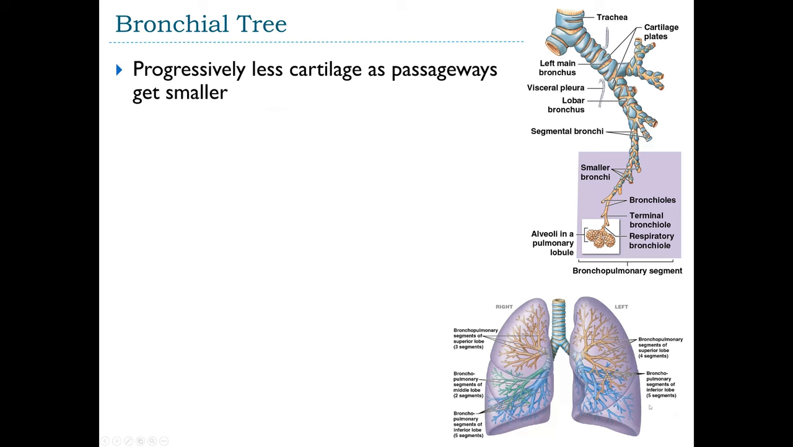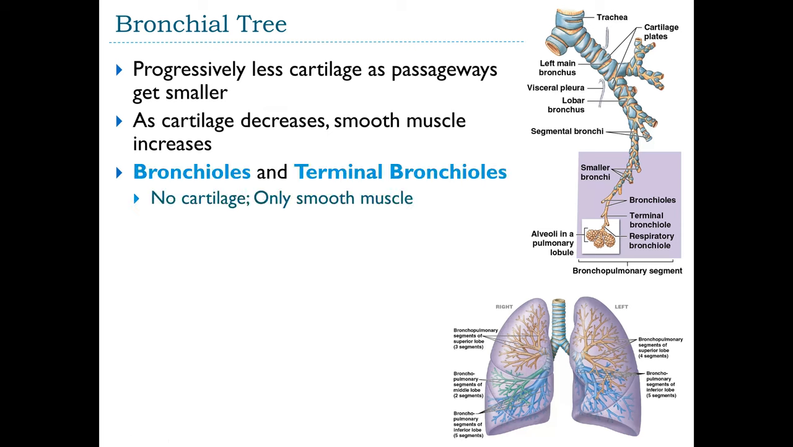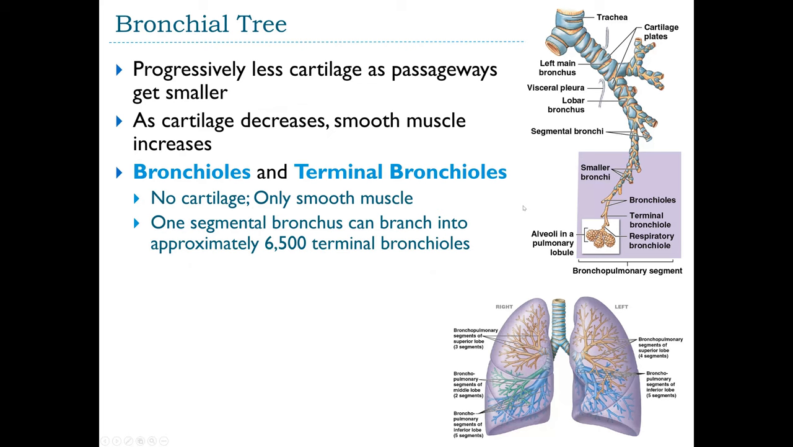So as you move down the bronchial tree and get to the smaller branches, you have progressively less cartilage. And as the cartilage decreases, the amount of smooth muscle increases. And smooth muscle is going to allow the autonomic nervous system to change the diameter. So at the very bottom of the tree, you have the bronchioles and the terminal bronchioles. And both of these are the smallest passageways. They have no cartilage at this point, only smooth muscle. And one segmental bronchus can branch into about 6,500 terminal bronchioles. So we are getting very small at this point.